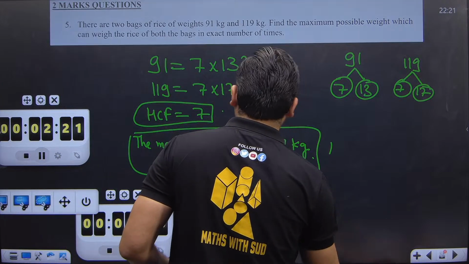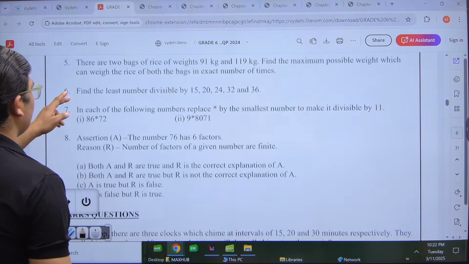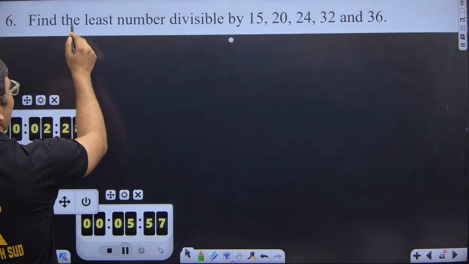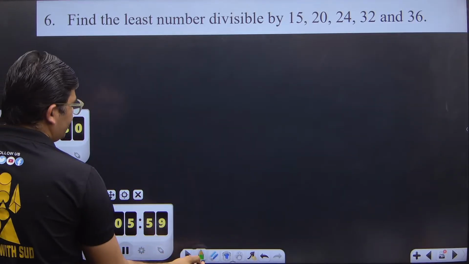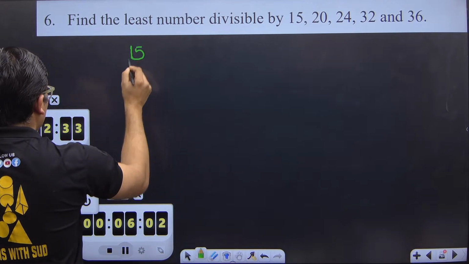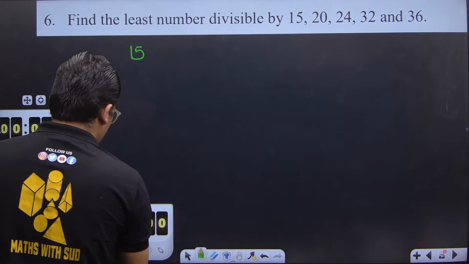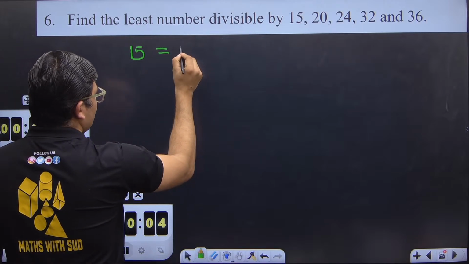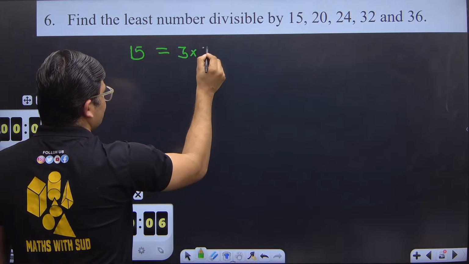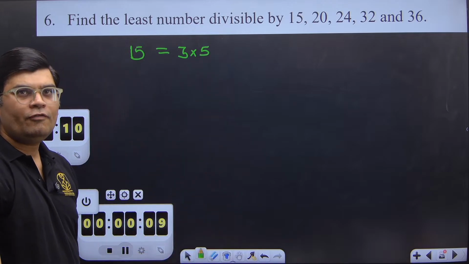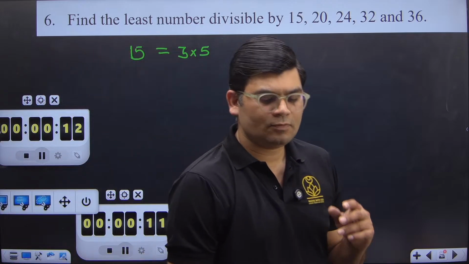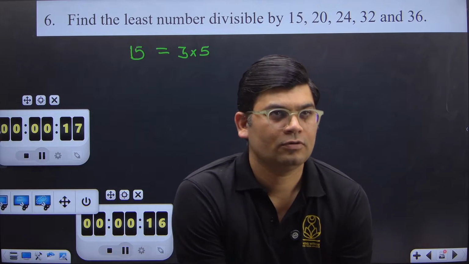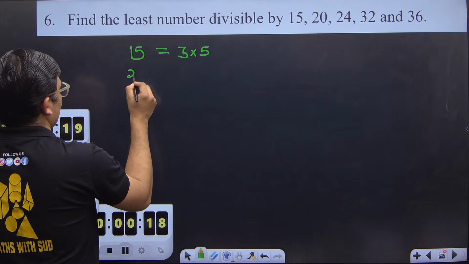Next question. Find the least number divisible by 15, 20, 24, 32 and 36. So how we are going to write 15? Tell me, be quick. 15, how we are going to write 15? Tell me beta. So it is divisible by 3 into 5. आप यहाँ फोकस करो. LCM का वो बताओ. 2 into 2 into 2 into 2 into 2 into 3.